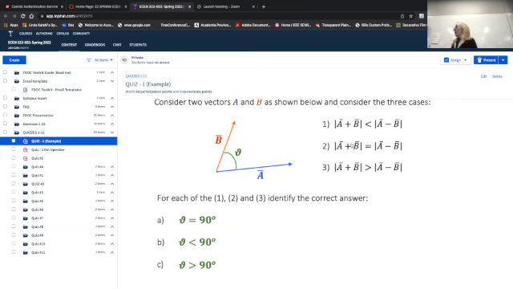Vectors, vector properties. Not all of them, there are infinitely many, but the fundamental ones. Vector properties, coordinate systems, the various coordinate systems and how they relate.